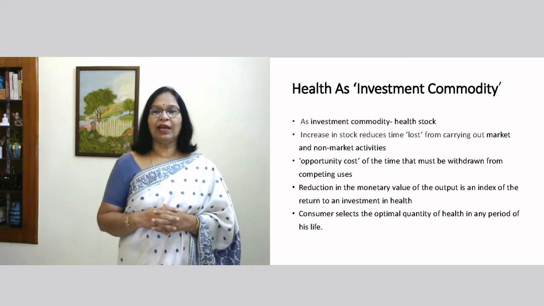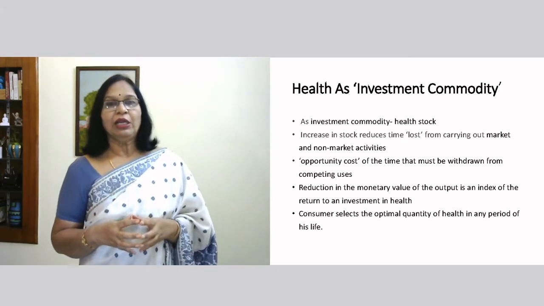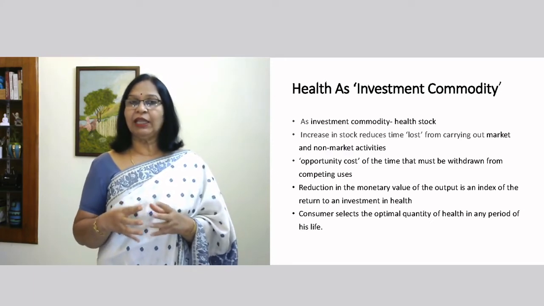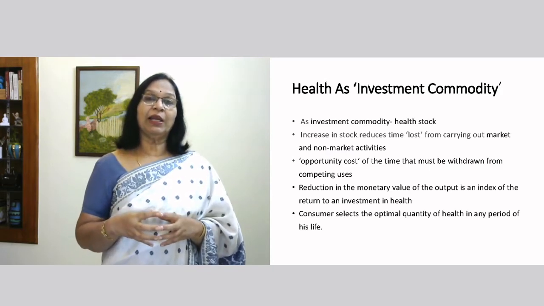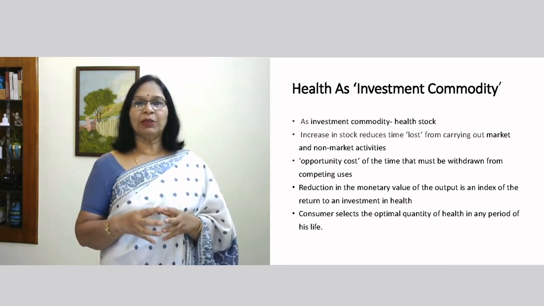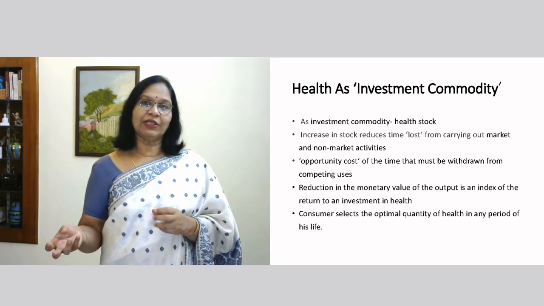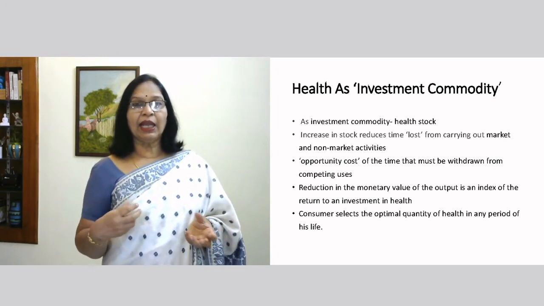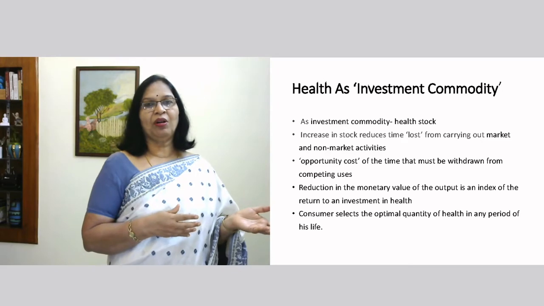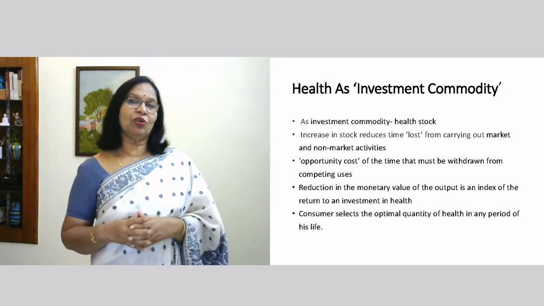Health is also seen as an investment commodity. Now, as an investment commodity, it is the acquisition of health stock. When a person is healthy, he can prevent the time that he loses from carrying on market activities. What it means is that when a person is healthy, then he can carry on his market activities of production of goods and services from which he gets an earning. But when a person is ill, then he has to lose time from carrying out those activities and spend that time on recuperating from poor health. So there is an opportunity cost of time that must be withdrawn from competing uses.